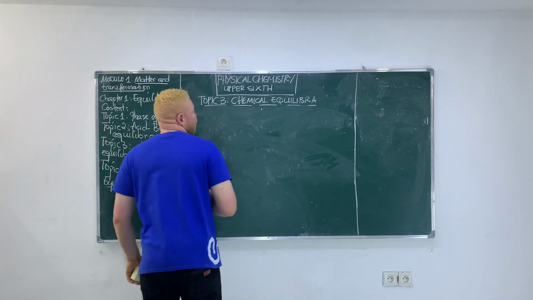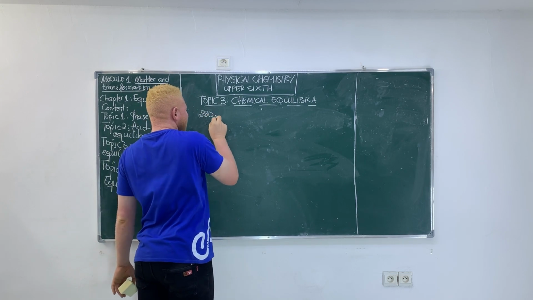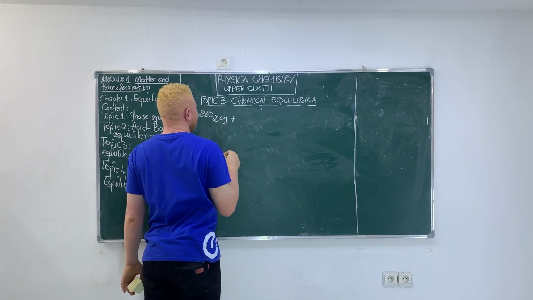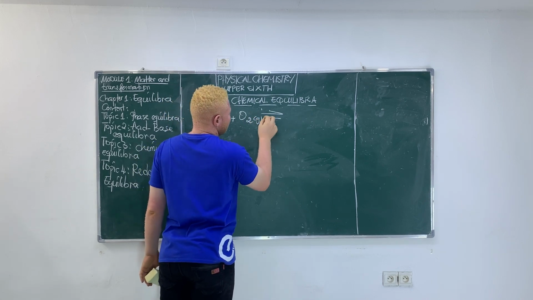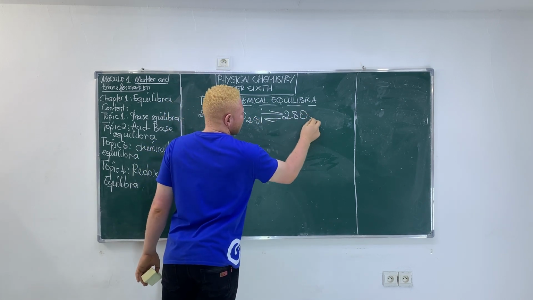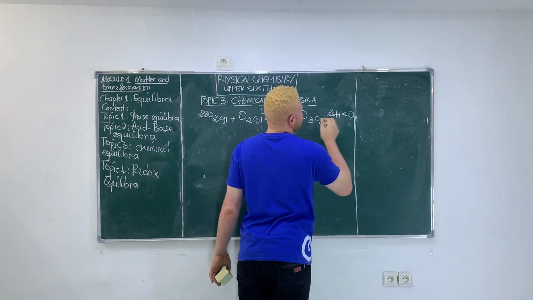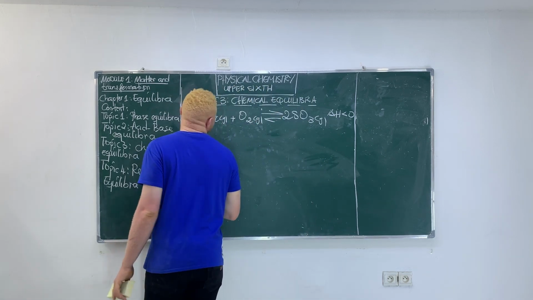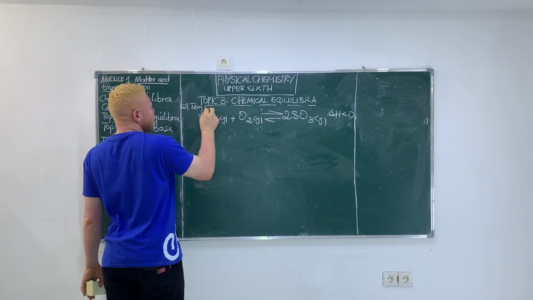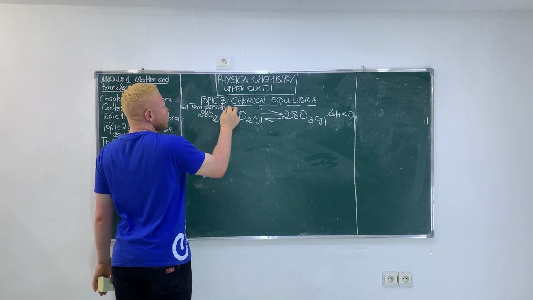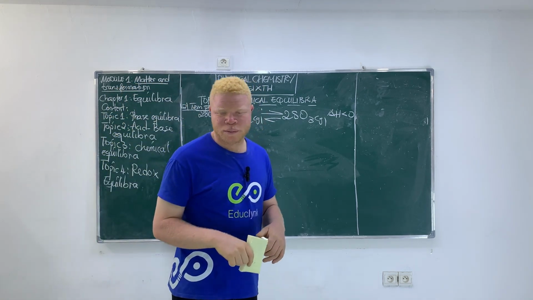Consider the second equation that has attained equilibrium. We'll have 2 SO2 gas plus O2 gas, the reversible reaction giving 2 SO3 gas. Delta H is less than 0. So in this case, we are seeing the effect of temperature on the equilibrium position.